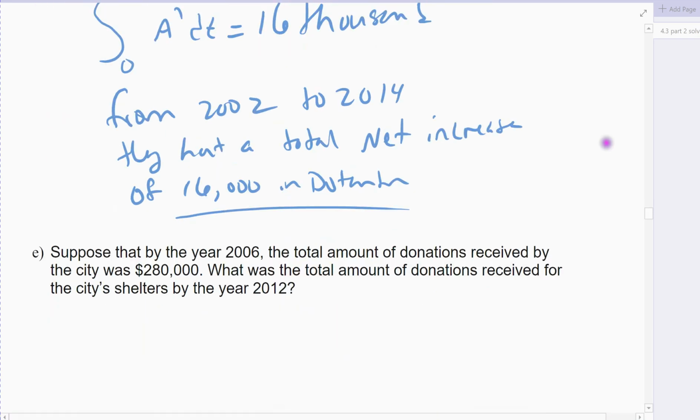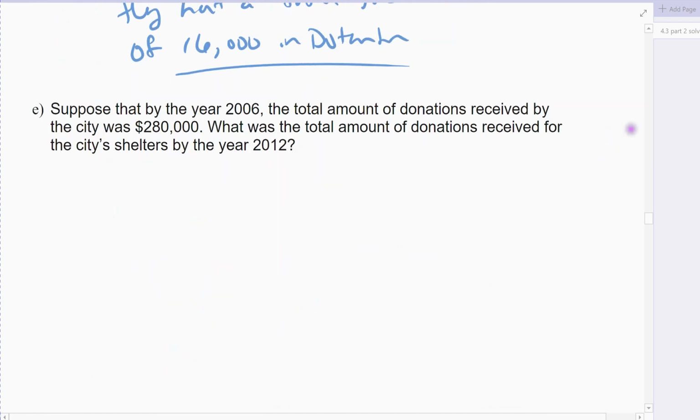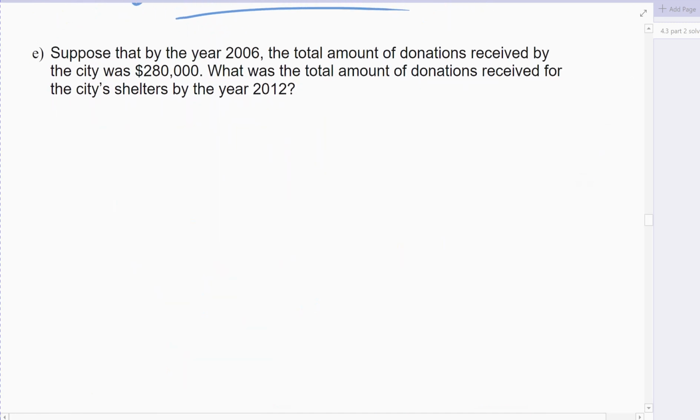All right, the last one's a hard one. But hopefully, once you see it done, you can kind of understand where it's coming from. All right, so suppose we know in 2006, the total amount of donations received to the city was $280,000. All right, what were the total donations received to the city shelters in 2012? And so what we know here is we're given an initial value. So again, this is an initial value problem.